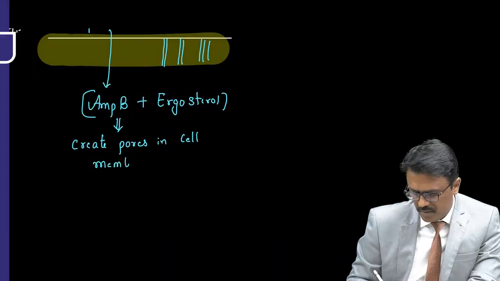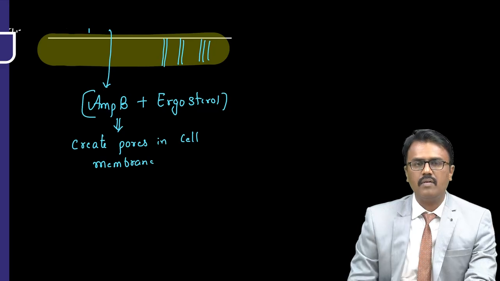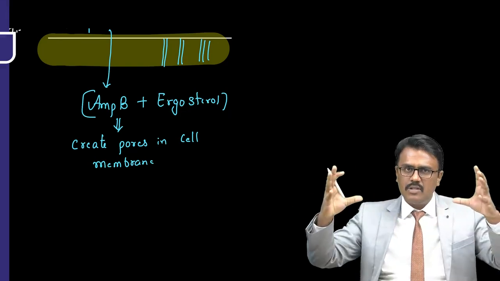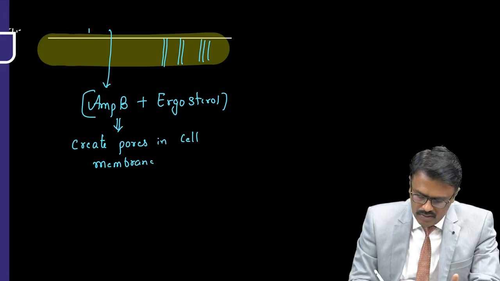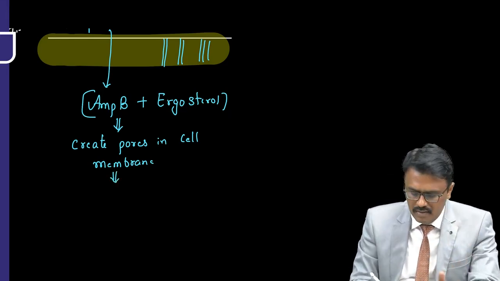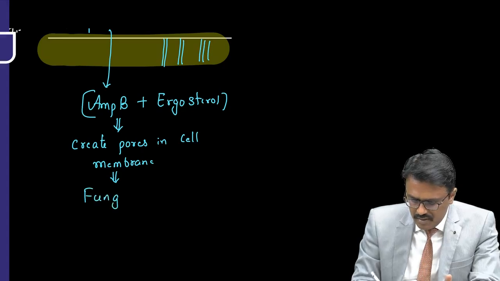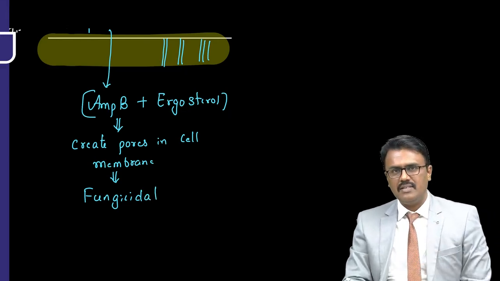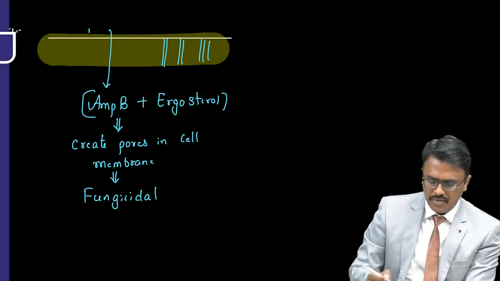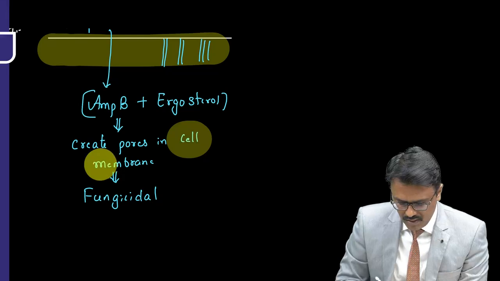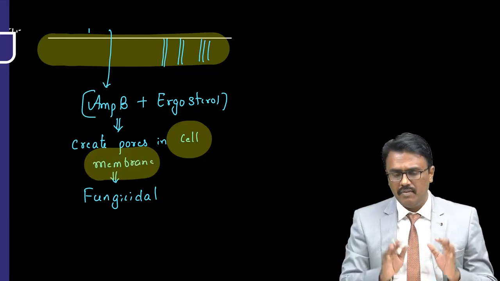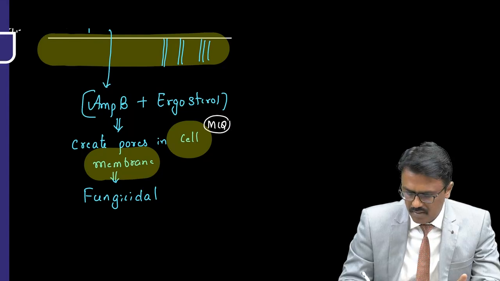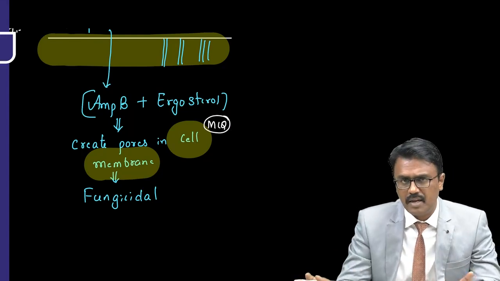What happens if you create a pore in the cell membrane? The cellular content will try to come out of the pore, the cell will swell and it will rupture. So the cellular components will come out, and this will produce the fungicidal effect. So amphotericin B is a fungicidal agent. In your exam, they'd ask the question, what is the site of action of amphotericin B? Cell membrane. Very, very important. Please mark this. It creates pores in the cell membrane by combining with ergosterol, that is the major mechanism of action.